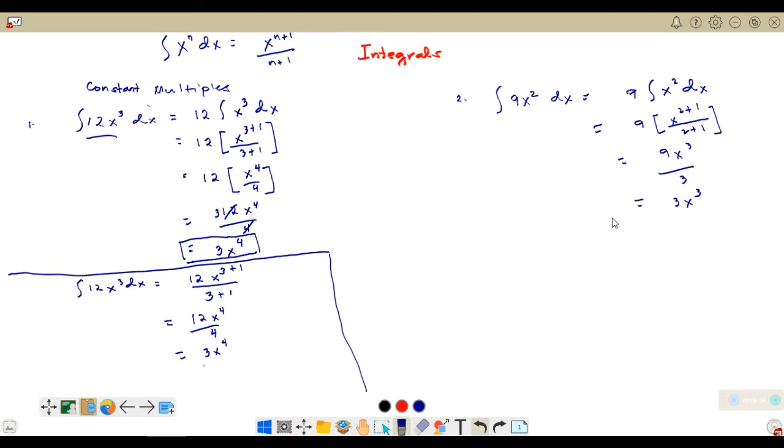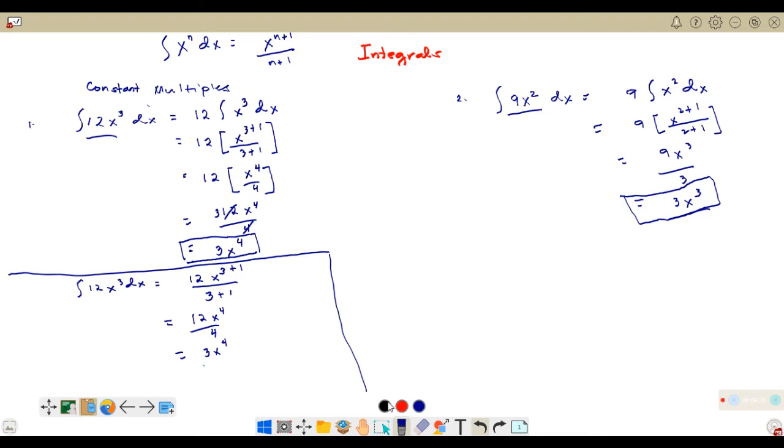Again, if you are not confident about your answer, you can always perform checking. So get the derivative of this function, your final answer, and then if you end up with the original function, then your answer is correct. Okay?